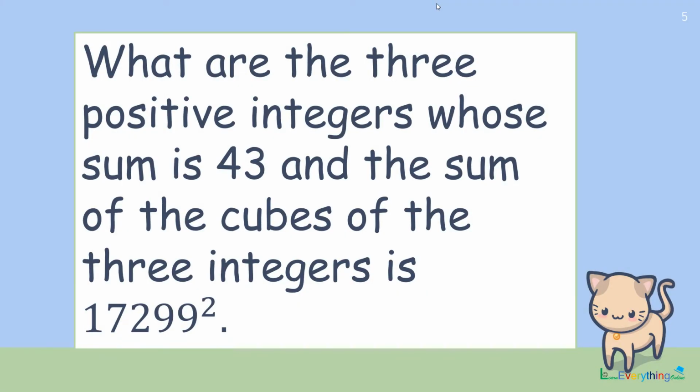What are the three positive integers whose sum is 43 and the sum of the cubes of the three integers is 17299?